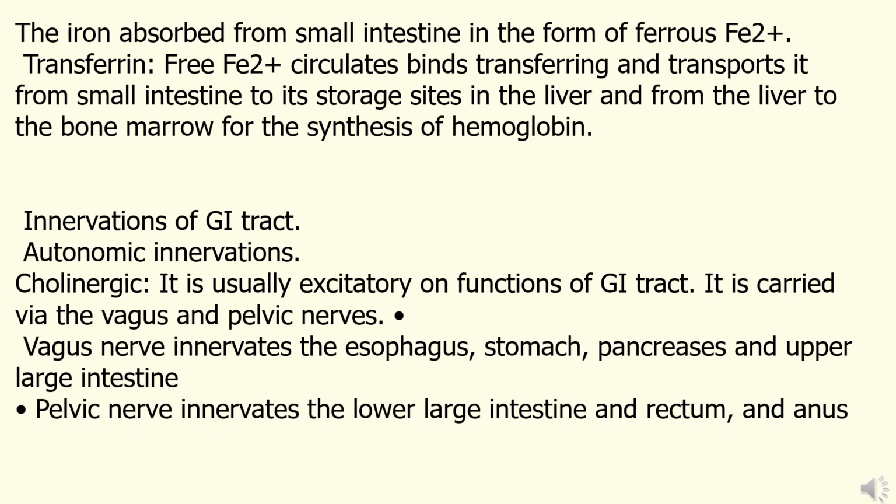Innervation of the GI tract: autonomic innervation, cholinergic. It is usually excitatory on functions of the GI tract. It excites. It is carried via the vagus and pelvic nerves. The vagus nerve innervates the esophagus, stomach, pancreas, and upper large intestine. The pelvic nerve innervates the lower large intestinal part, rectum, and anus.